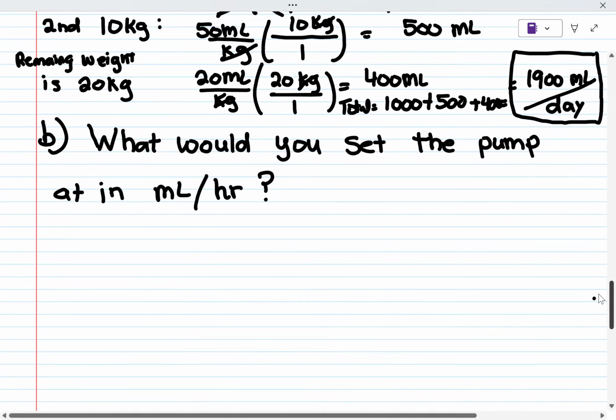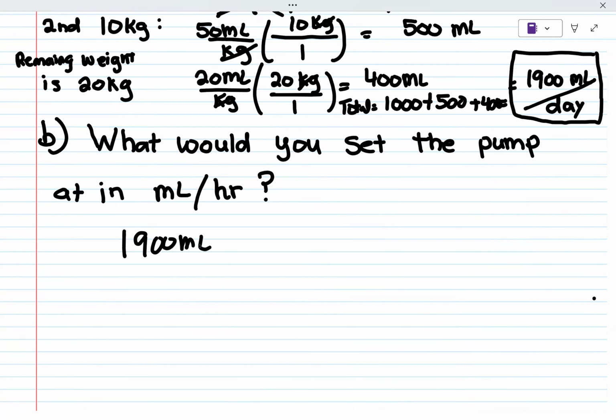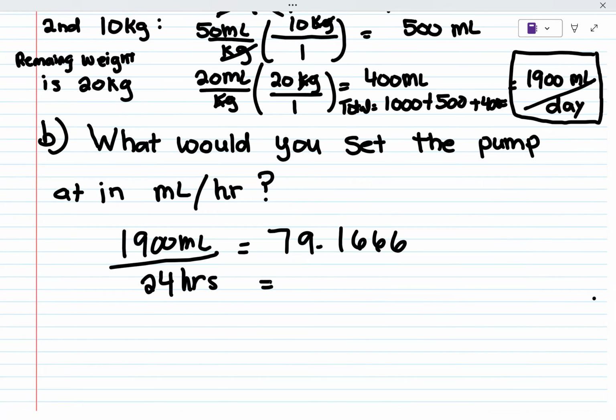So you just basically take the answer from part A, 1900 milliliters, and then you divide it. We know that in one day there are 24 hours, so it'd be divided by 24 hours. And 1900 divided by 24 is 79.1666. So that is going to be 79.17 milliliters per hour.